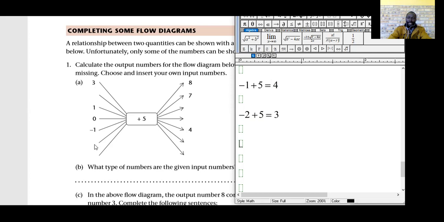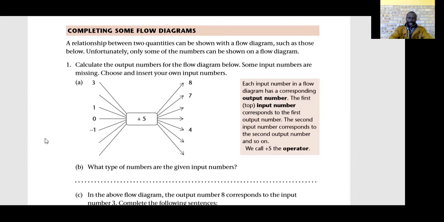Then we move on to the next number, which is -3. When we add 5 to it, what do we get? Well, this is going to give us 2. How did we get -3 here? We had to check the pattern here. The pattern is that we have to subtract 1 from the previous number. So when we subtract 1 from this, we get 2. We subtract 1, we get 1. We subtract 1, we get 0. We subtract 1, we get -1. We subtract 1, we get -2. We subtract 1, we get -3. That is how this flow diagram works.